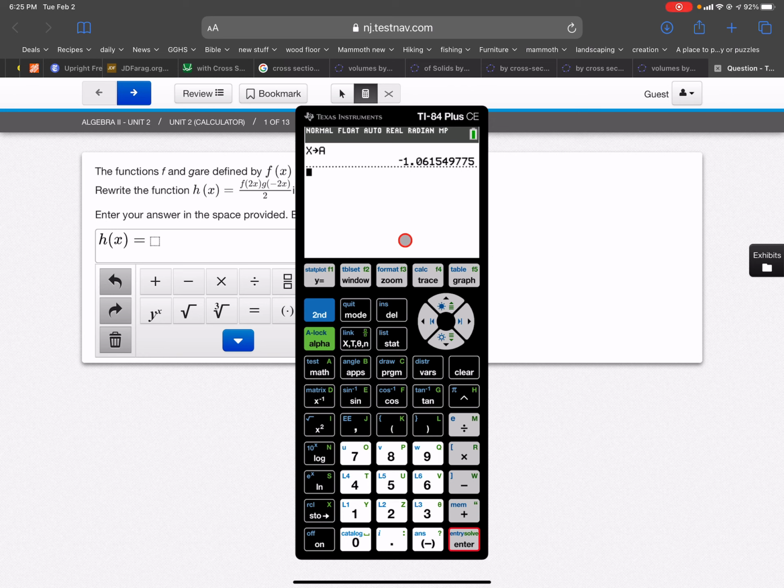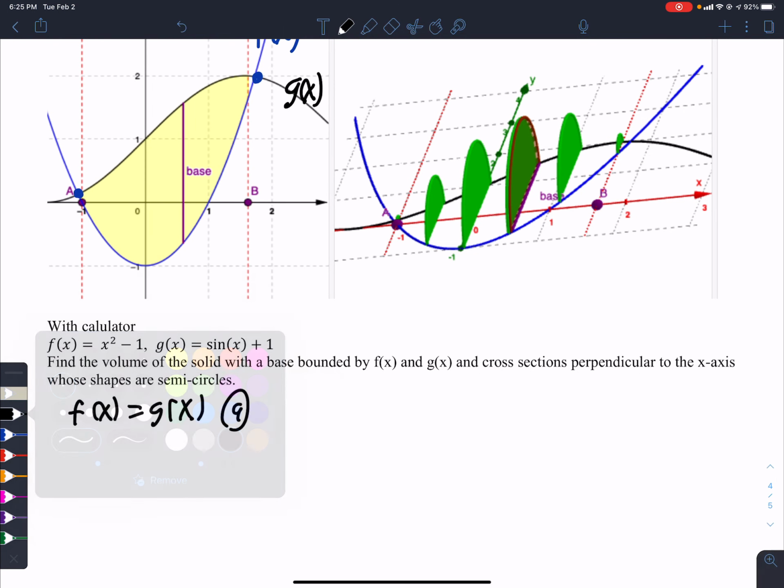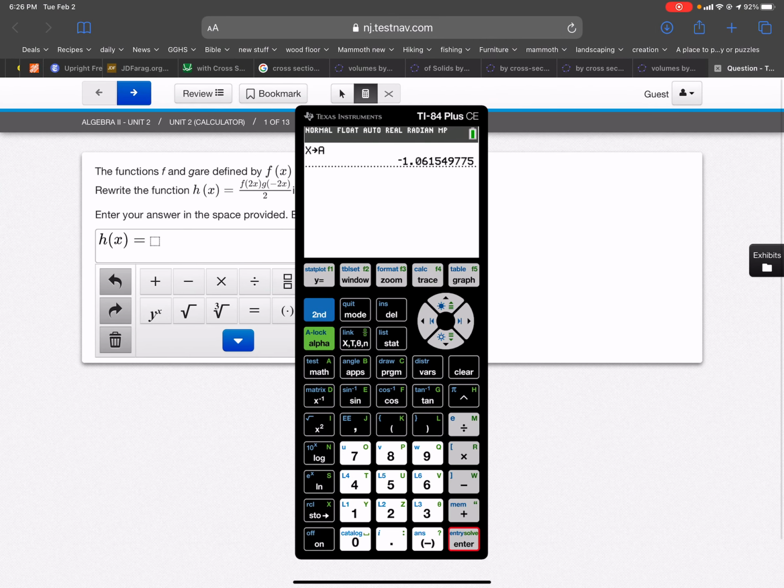Now we need to find the other intersection point. And I should write that down. So -1.0615, what else was it? 49775.